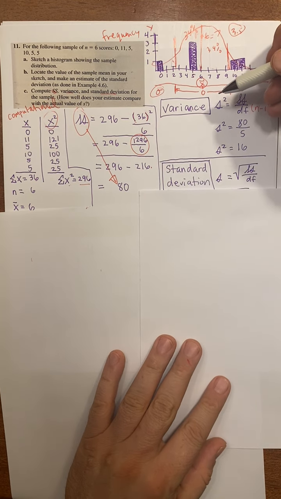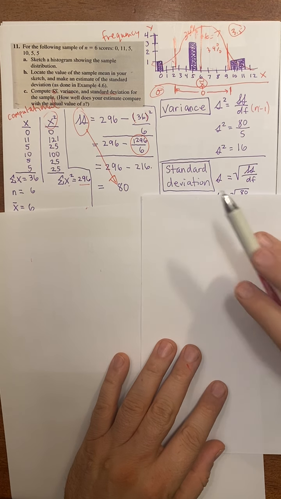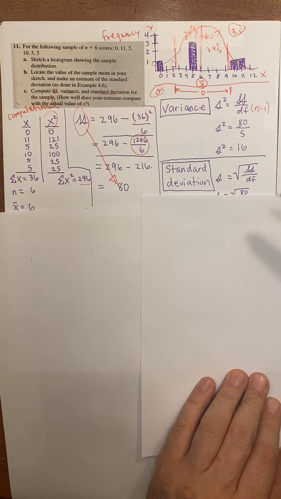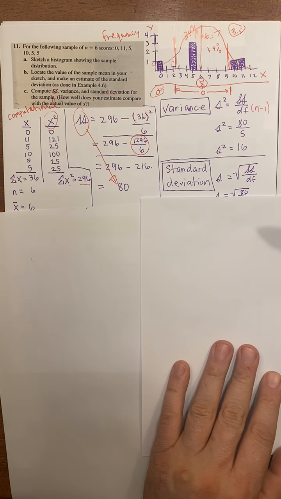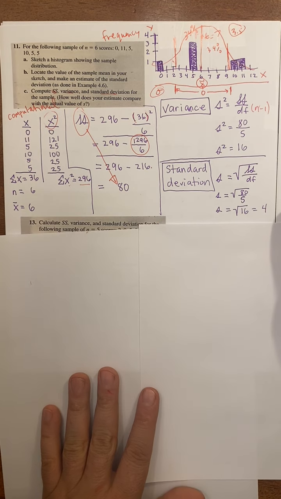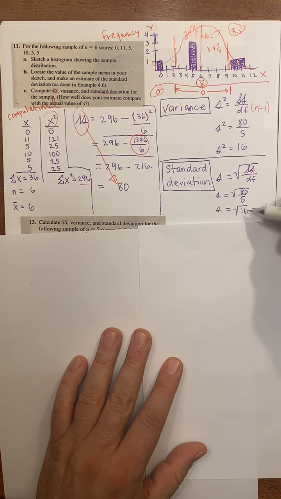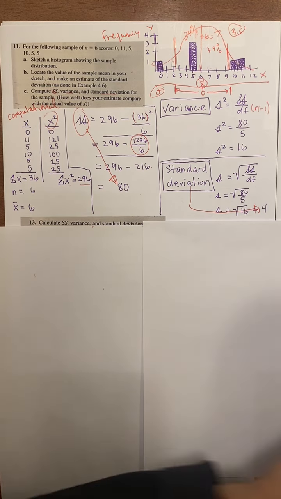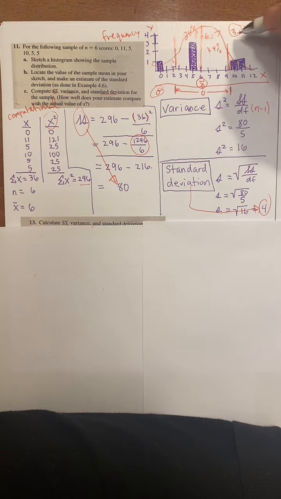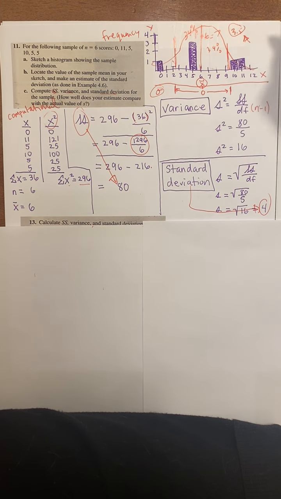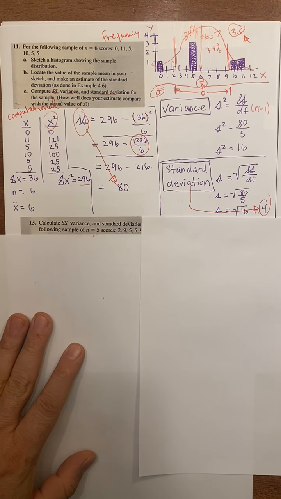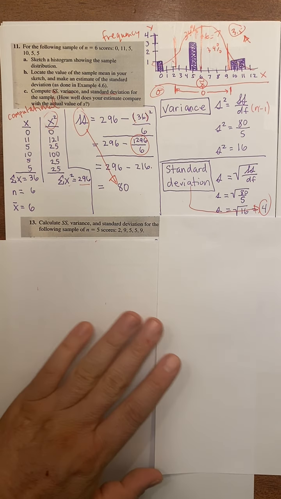So let's see if that is right. The standard deviation formula, remember, was the square root of the sum of squares divided by degrees of freedom. So we're doing all that, and we end up with a standard deviation of 4. 4 is pretty close to my estimate of 3.5, so I wasn't too far off. Yay! Okay, so let's go ahead and move on to problem number 13.